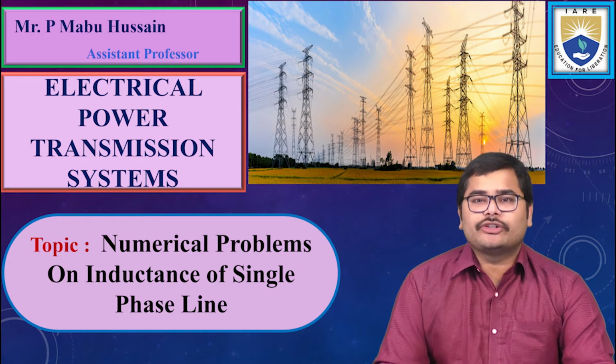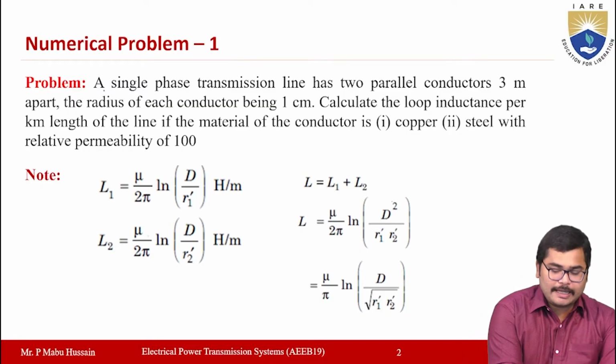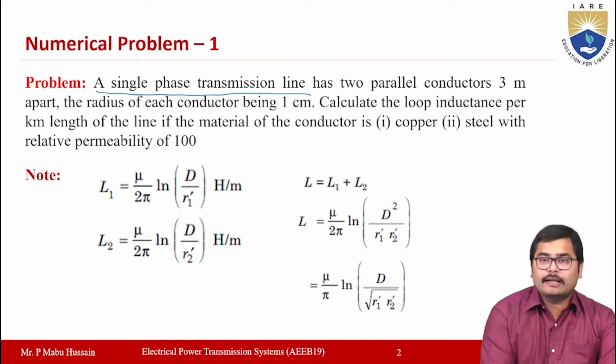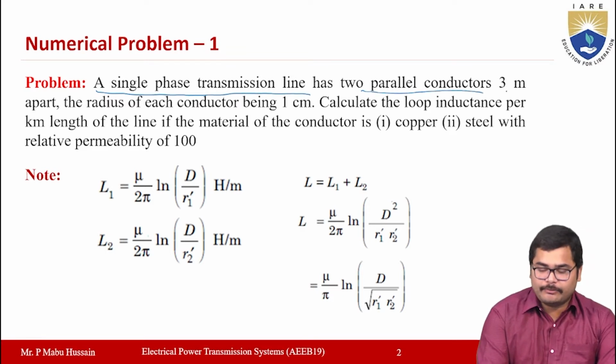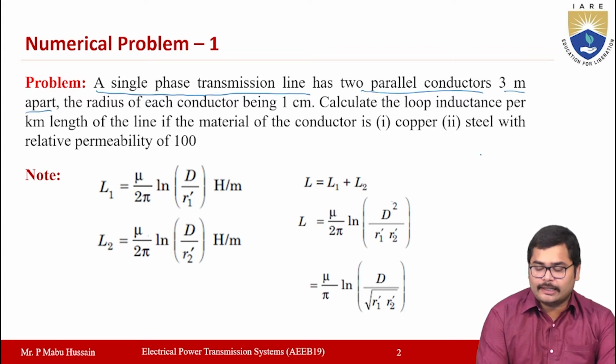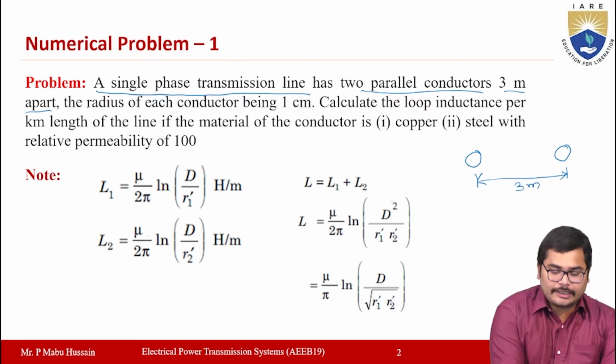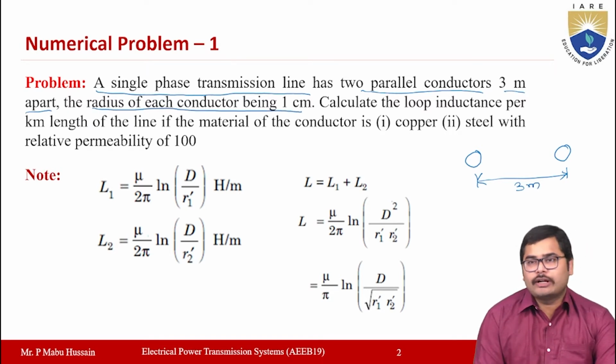So today in this video we are going to discuss numerical problems on inductance of single phase line. So let us see the first problem. A single phase transmission line has two parallel conductors, which are 3 meters apart. The distance between the two conductors will be 3 meters, and the radius of each conductor is 1 centimeter.